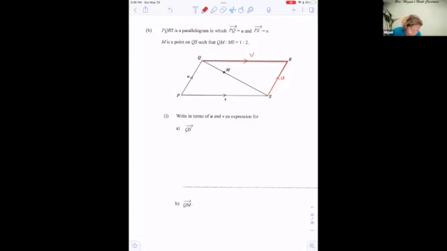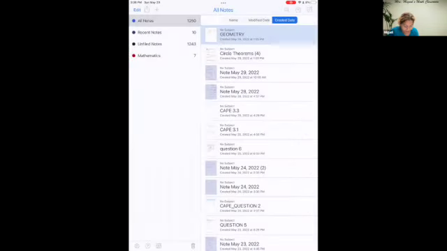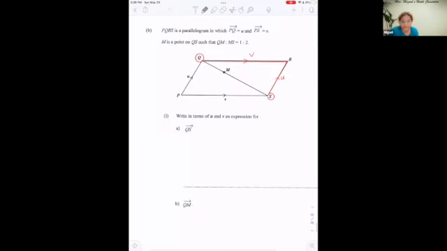Circle for me Q. Circle for me S. We want a vector QS. Q is my starting point. S is my end. So the first letter I am going to write is Q, and the final letter is S. Whichever letter I am going to write must be the same.